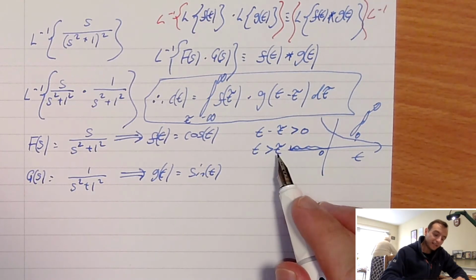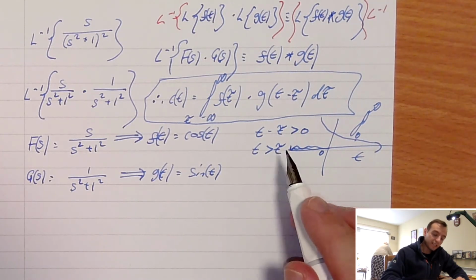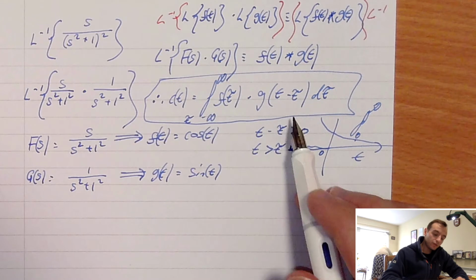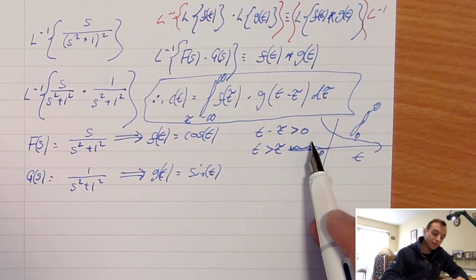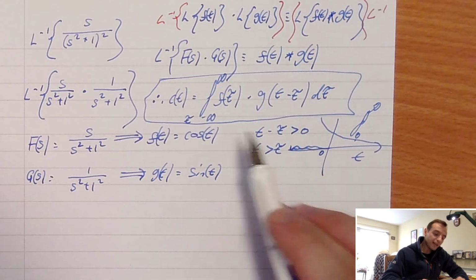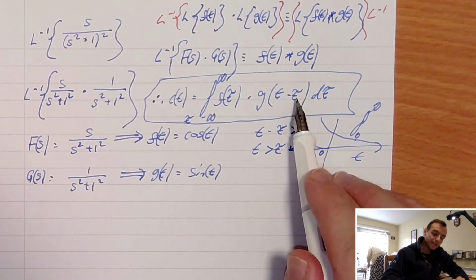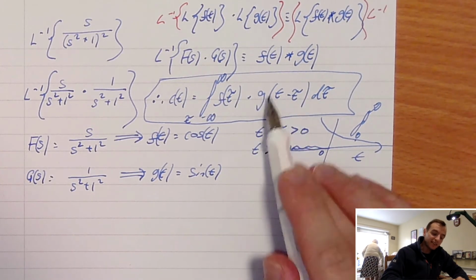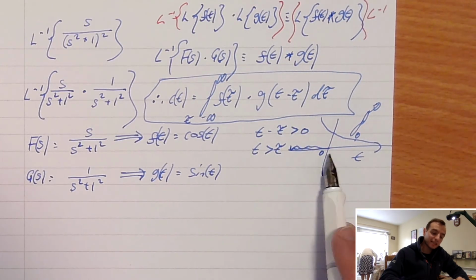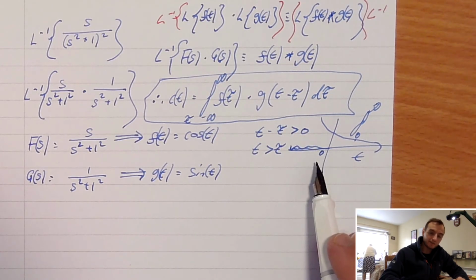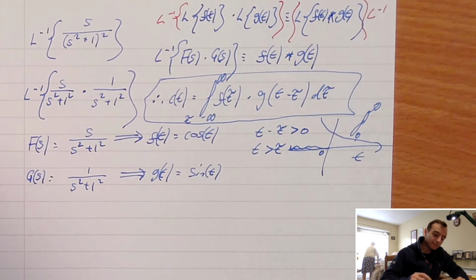That's why the maximum limit when we do the convolution of two functions in working out inverse Laplace transforms must be t. Because if tau is greater than t, then the argument is going to be less than 0, and if the argument is less than 0, the function is 0. So the maximum value is t.